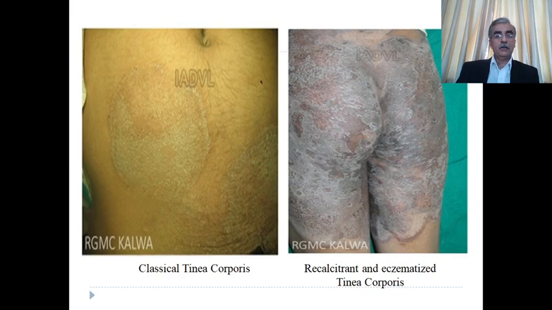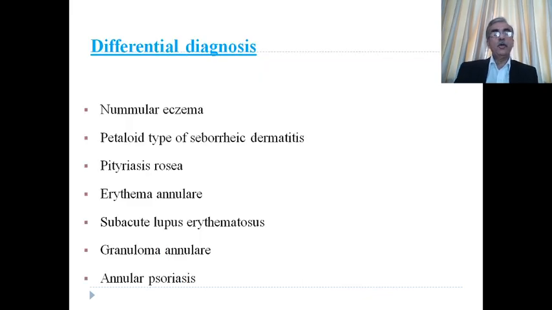Then classical Tinea corporis. In this picture we can see peripheral extension, large annular plaques with scaling and healing at the center, and a peripheral ring-like structure. And here we can see recalcitrant eczematized Tinea corporis, right? So there must have been some wrong treatment with steroid, or no treatment at all, so the lesion becomes recalcitrant and eczematized. Then how to differentiate Tinea corporis from other commonly seen cutaneous dermatoses?